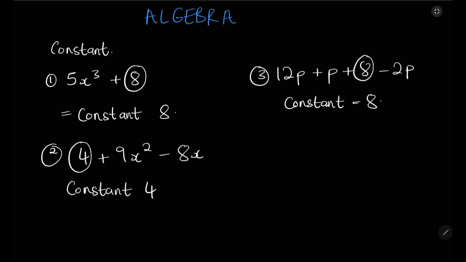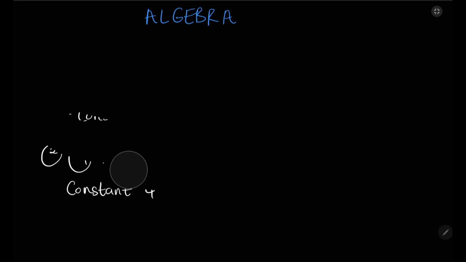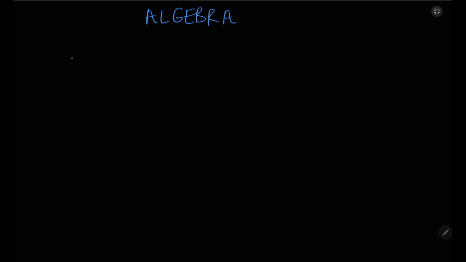Okay, now what if we had, let's say, 3x to the power 2 minus 4x minus 7. What is your constant? You have 3x to the power 2 minus 4x minus 7. Negative 7 is your constant, okay? Negative 7.